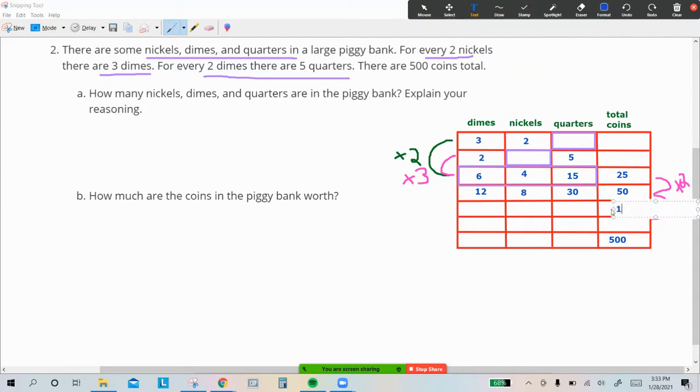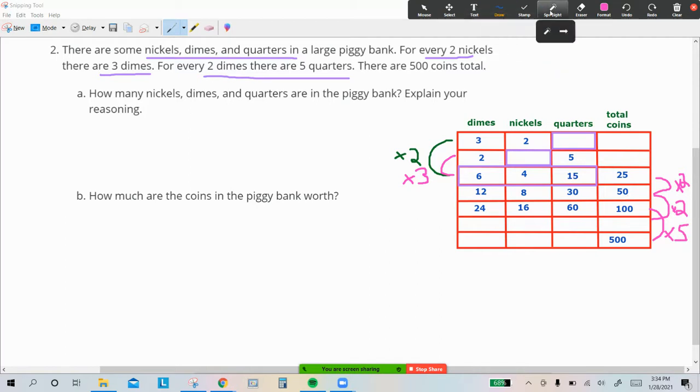50 times 2 is 100. 30 times 2 is 60. 8 times 2 is 16. 12 times 2 is 24. Now I'm at 100 coins for the total, and I'm trying to get to 500 coins. So I know that 100 times 5 is 500.